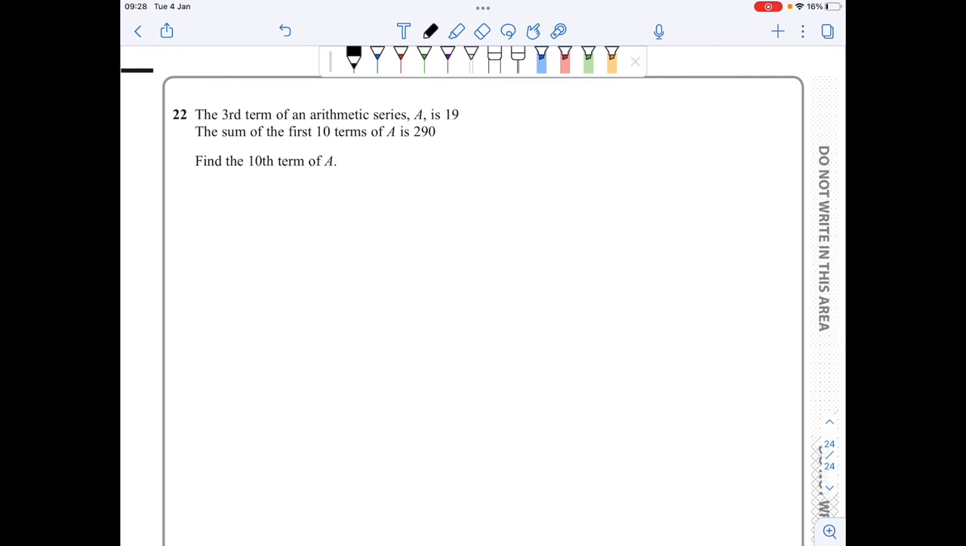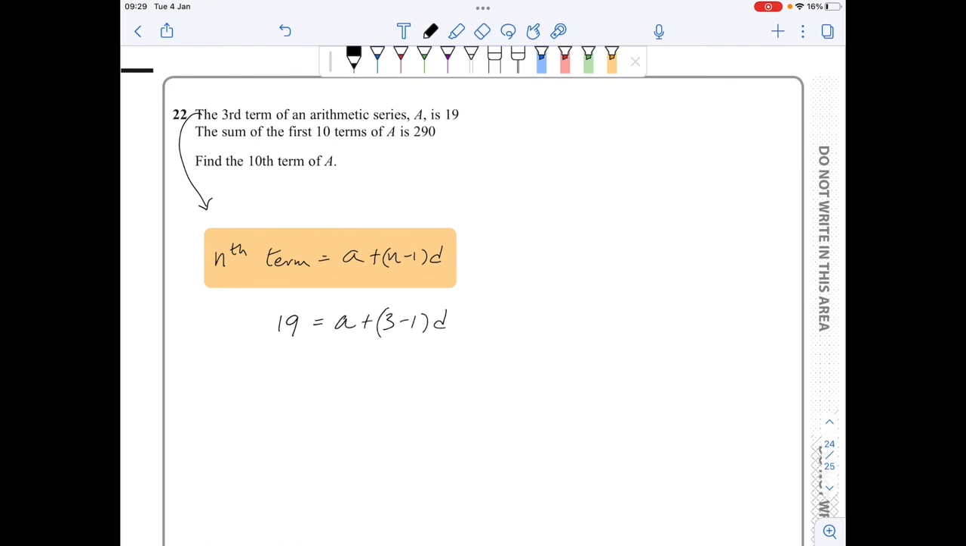In question 22, this is a standard question where I have two pieces of information and I need to solve two simultaneous equations to find A and D for the arithmetic series. So the first piece of information is that the third term is 19. So I'm going to work with the nth term formula. So 19 is equal to A plus 3 minus 1 D. So 19 is equal to A plus 2 D.